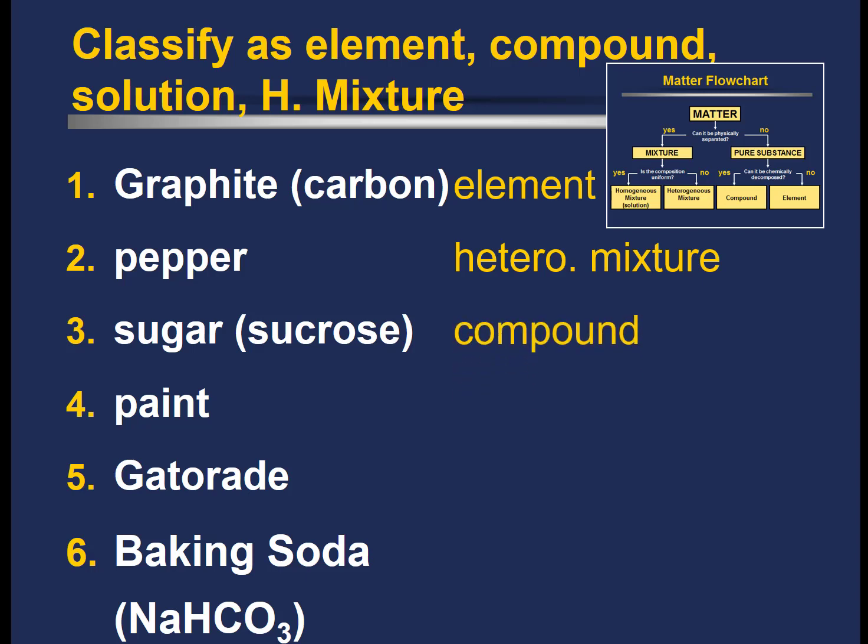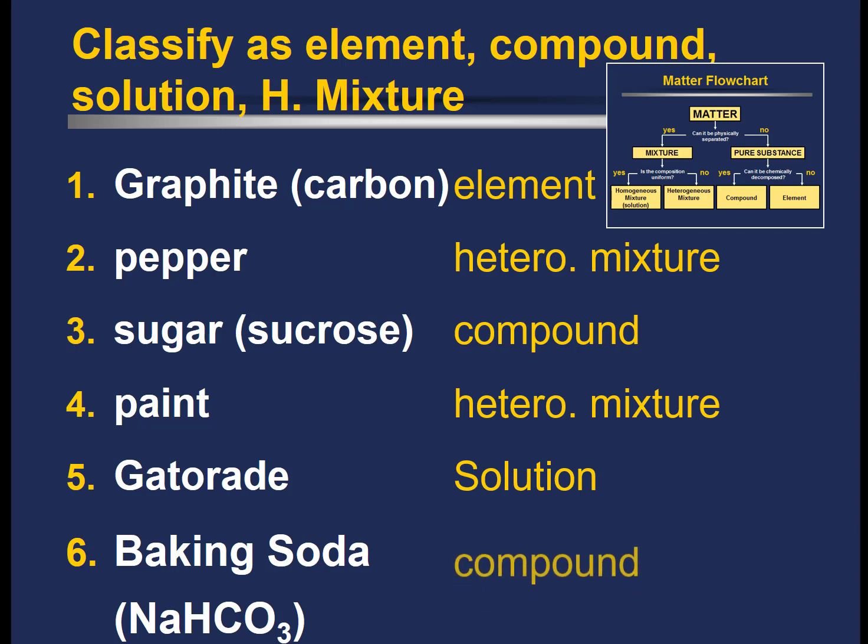Paint can settle after a while, so that lets me know it's a heterogeneous mixture because it doesn't stay mixed. Gatorade is kind of like Kool-Aid, and it's see-through. It's a liquid solution. And baking soda has a formula right there, so that tells me it's a compound.